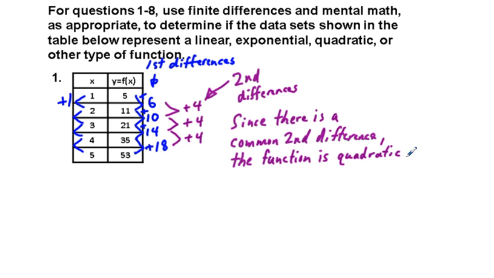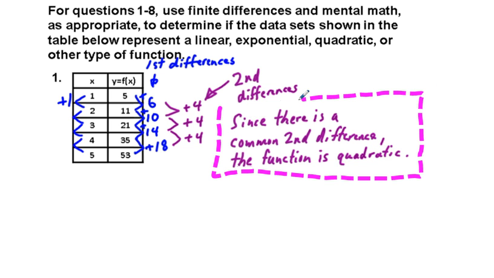And you may have heard me say this before: where does the word quadratic come from? Well, the word quadratic comes from the Latin word quadratus, which means square in Latin. Next, let's go to problem number 3.